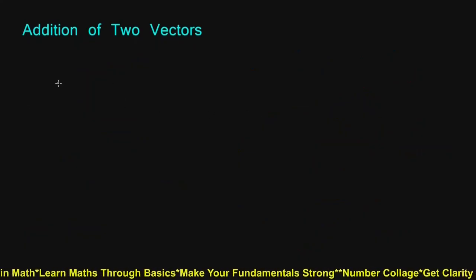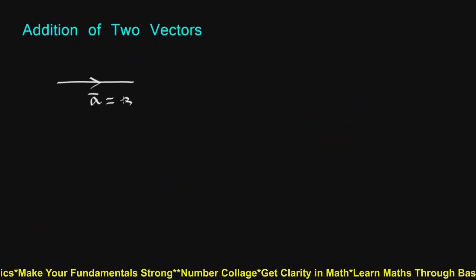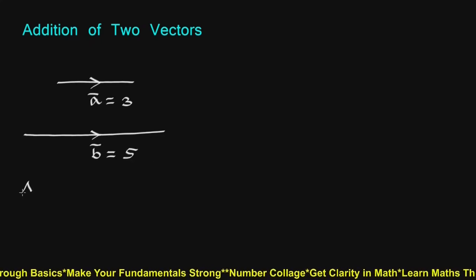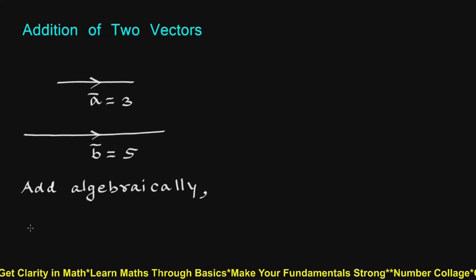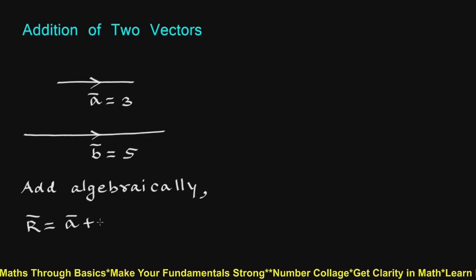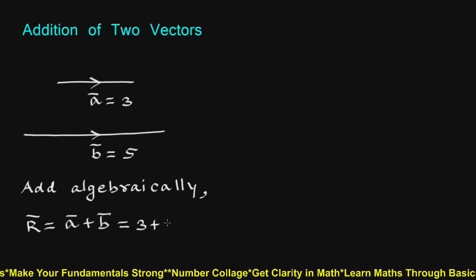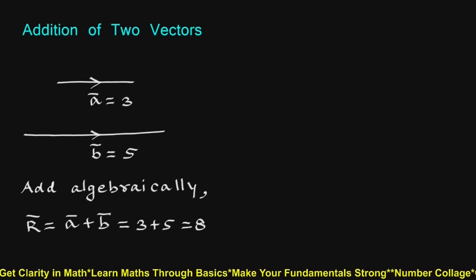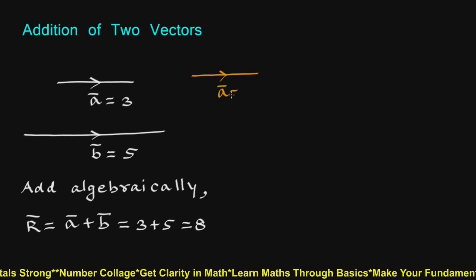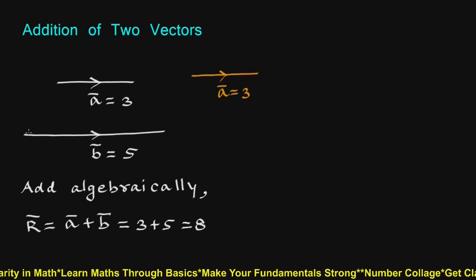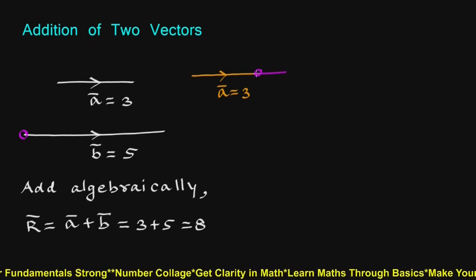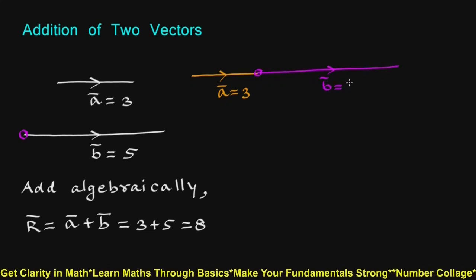If we have two collinear vectors, vector A bar of 3 units and vector B bar of 5 units, then we can add them algebraically. That means we can write their resultant R bar as A bar plus B bar, that is 3 units plus 5 units, 8 units. Since they are collinear, we will first draw A bar 3 units long, and after that we will keep the initial point of vector B bar on the terminal point of vector A bar and draw vector B bar of 5 units.